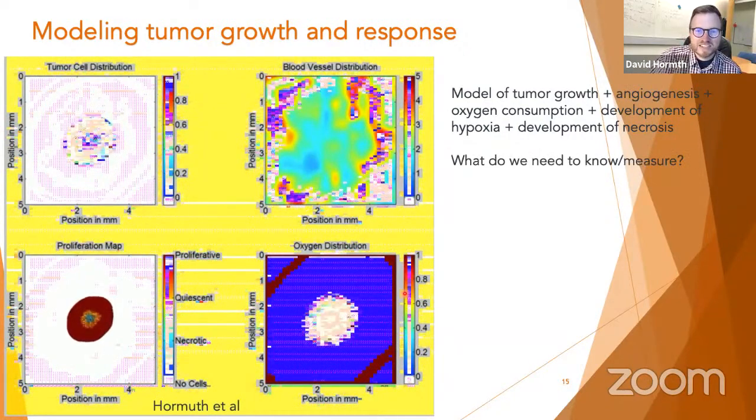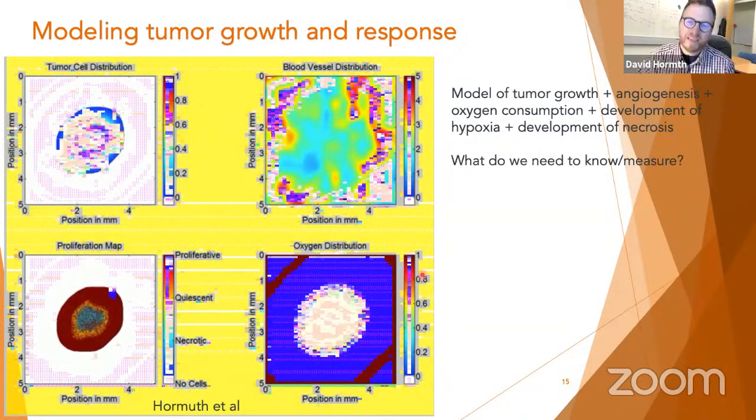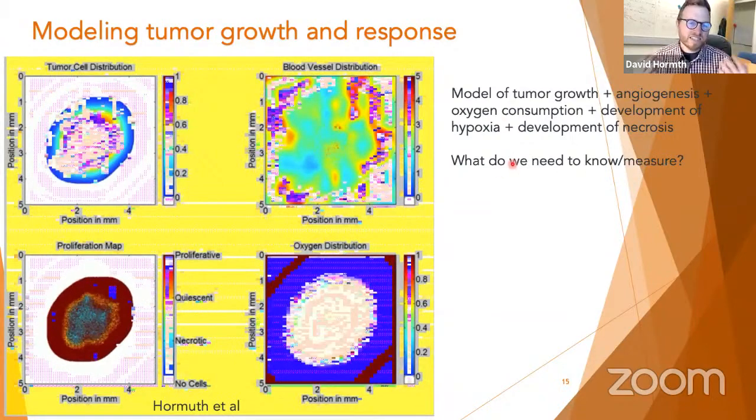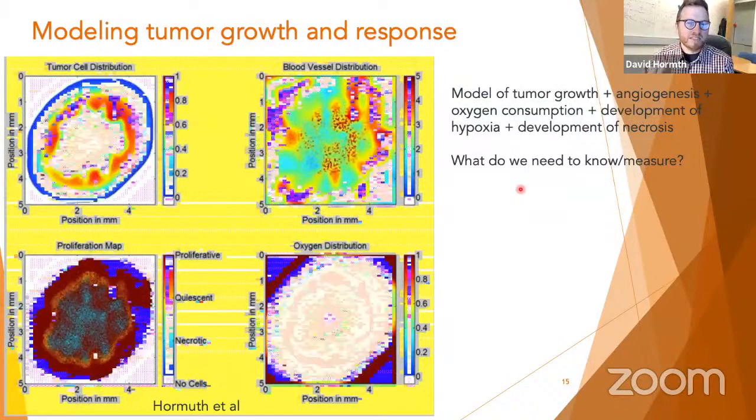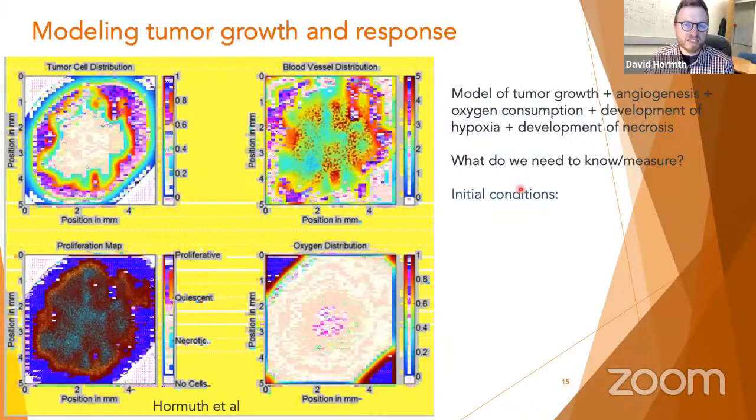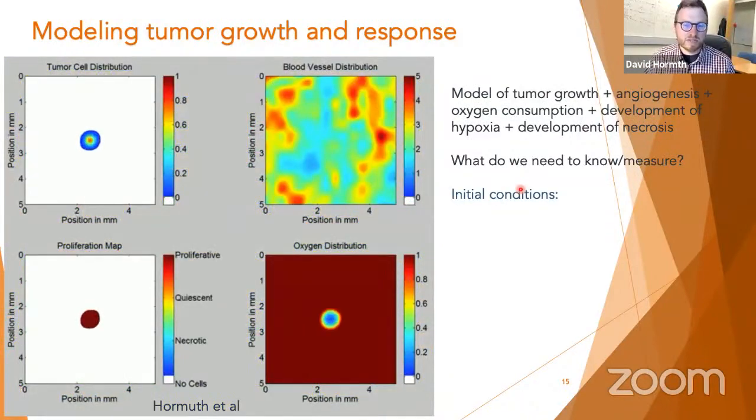One of the things that's challenging about this type of model is that there are a lot of different things that we need to know or measure to initialize this. So we first need to know the initial conditions.